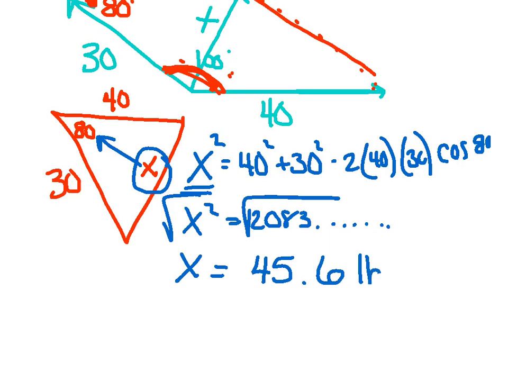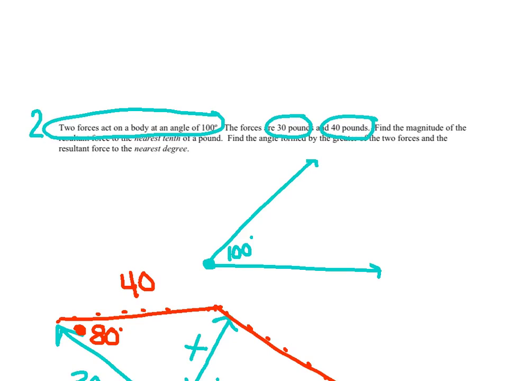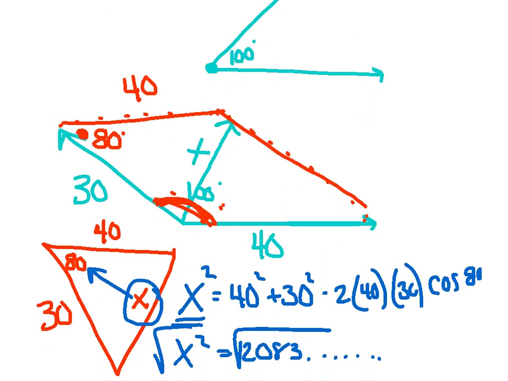Now, this one also had a second question, so let's scroll back up. The second question says, find the angle formed by the greater of the two forces and the resultant. So I'm going to go back to my picture. Looking at my picture, who's greater, the 30 force or the 40 force? Well, hopefully you're saying the 40, so I'm highlighting that one, and the resultant, and it wants the angle formed in there. All right, so I'm going to redraw that picture for myself.